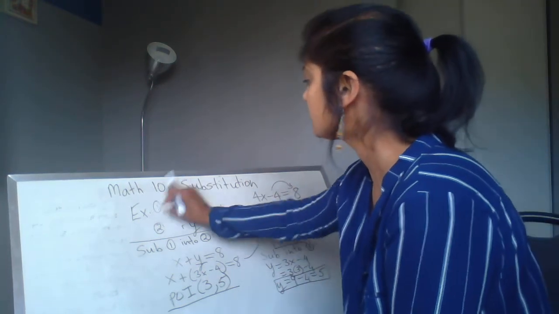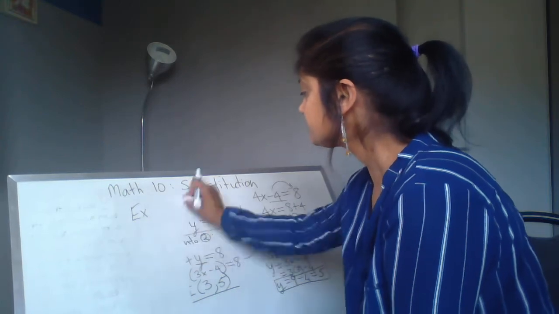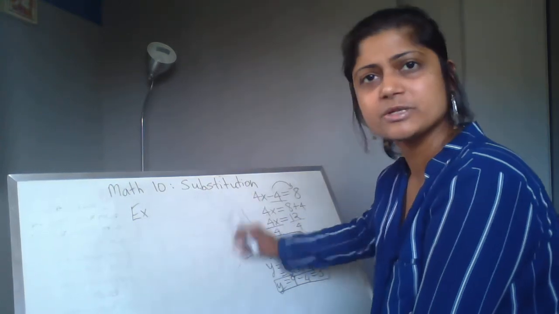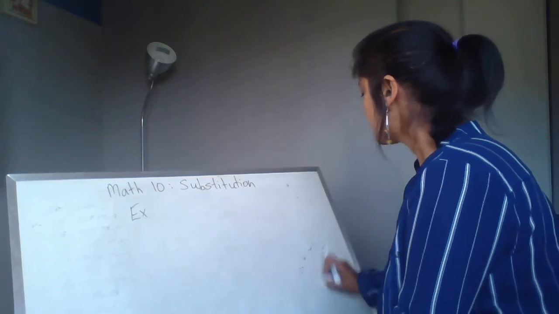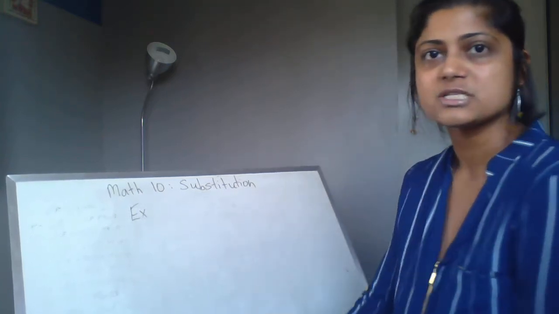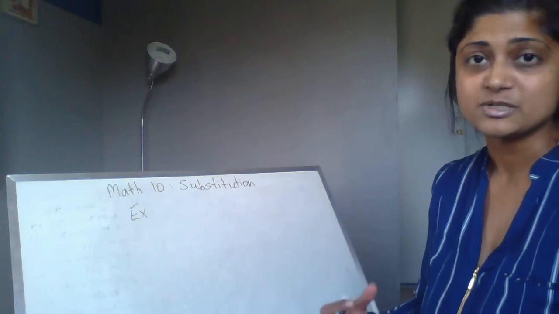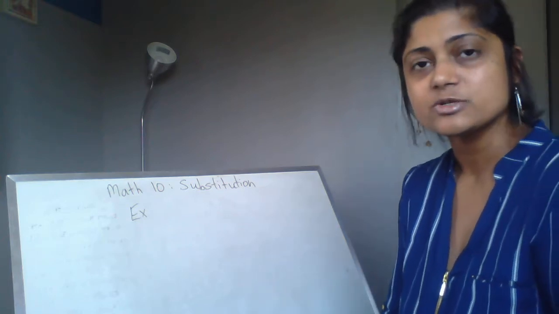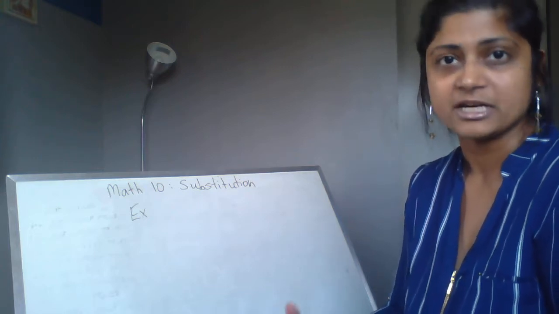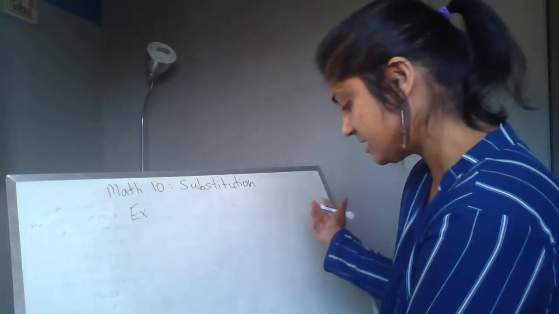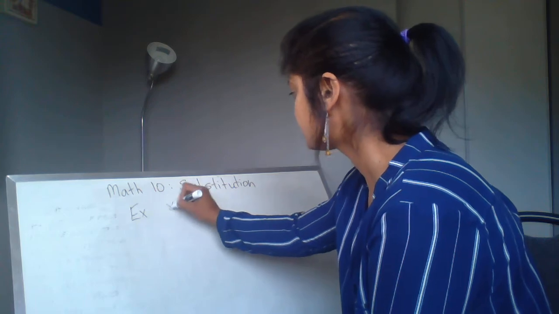Okay, so I'm going to take this off. And again, it doesn't actually matter which variable is isolated. It's just easier to do the substitution method when the variable is isolated. I can easily just plug it into the second equation and solve for the value of x or y. All right, with that, let's try this example.